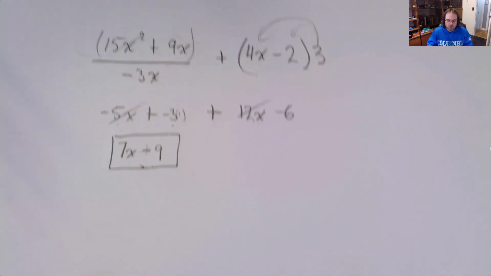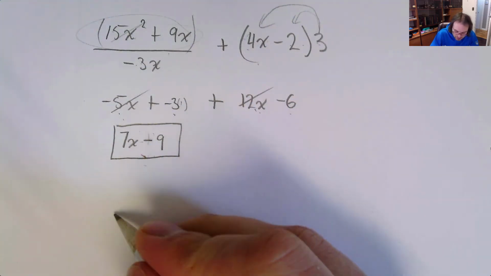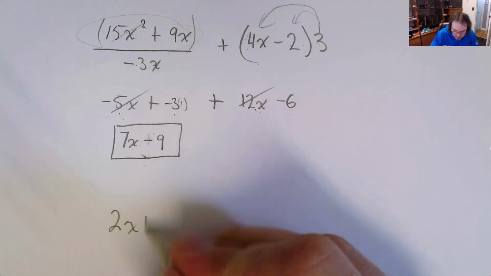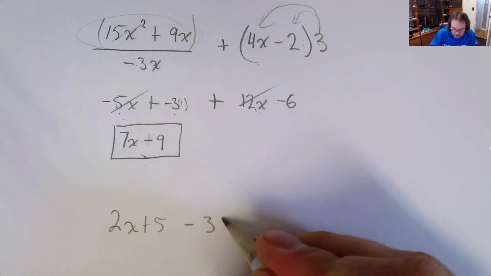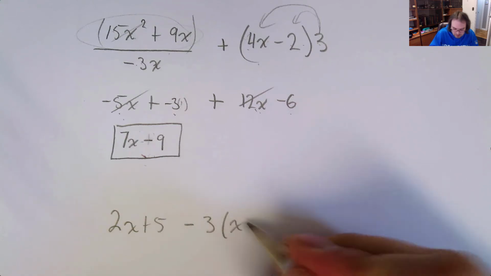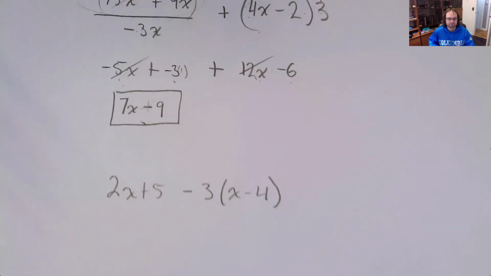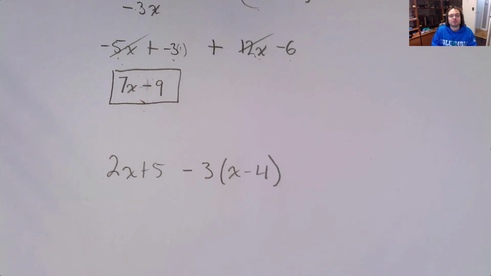Let's try one more here. Let's say we have 2x plus 5 minus, and we're going to say 3 times x minus 4. All right? So, can I simplify anything in the brackets? No, I cannot.